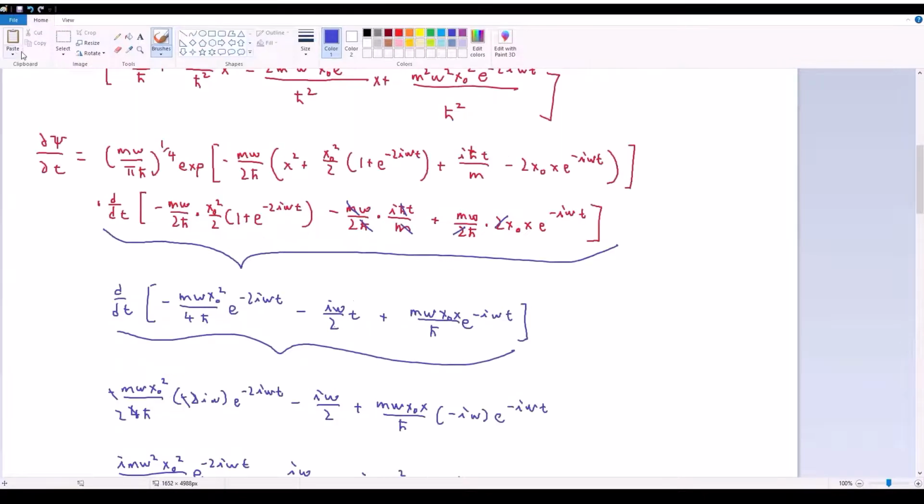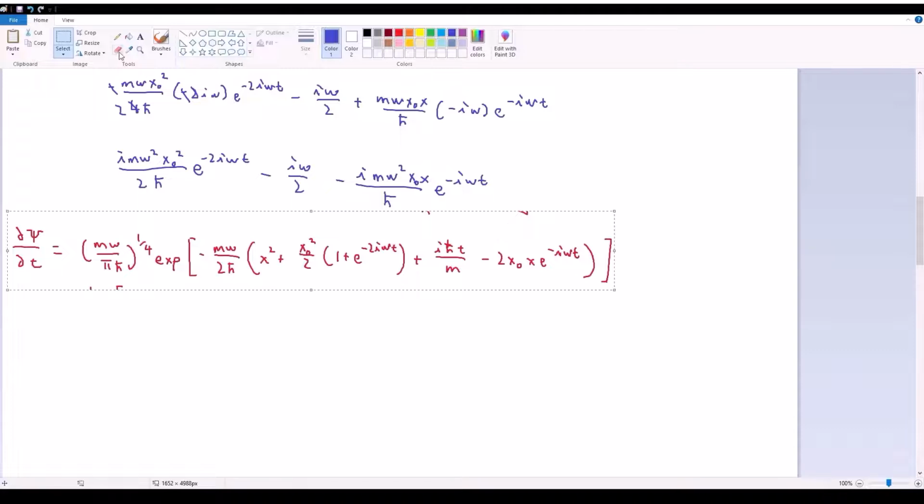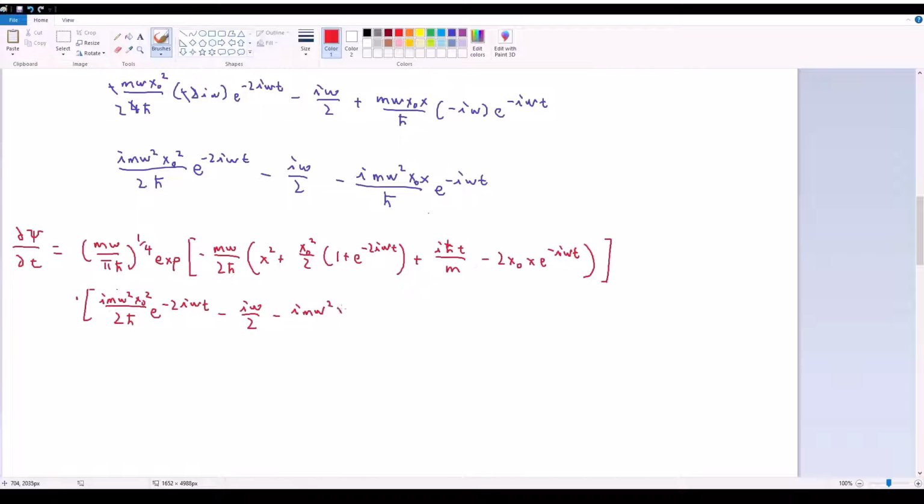So then we take all this and we just replace the bottom with it. So we have the derivative with respect to time. Let's erase the stuff that we accidentally copy pasted over. And we're multiplying by this term that we just derived. So this is going to be multiplied by i m omega squared x naught squared over 2 h bar e to the negative 2i omega t minus i omega over 2 minus i m omega squared x naught times x divided by h bar e to the negative i omega t.